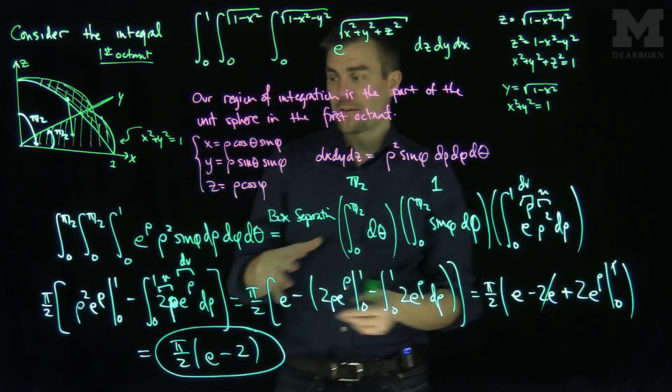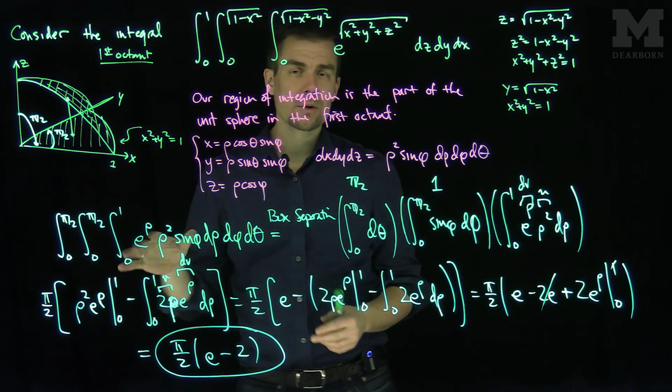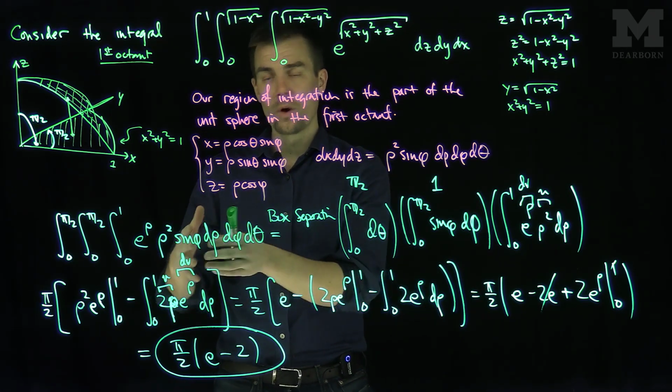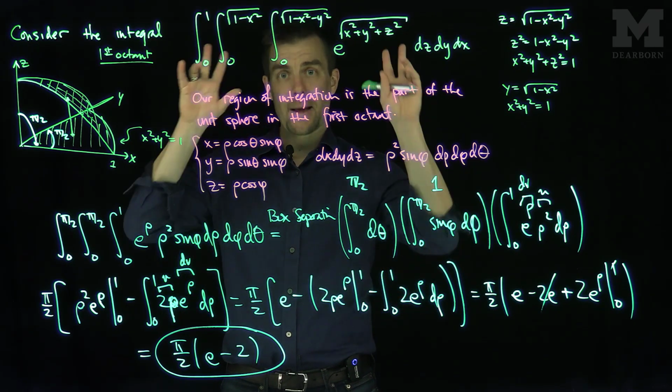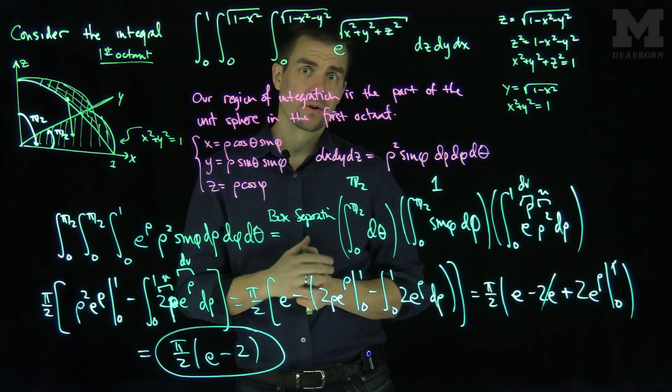Then the only thing that happens is, even for a complex function like this, I only have one integration by parts to do, because there's only one function of phi and no functions of theta. So box separation applies since I'm in a box or a rectangle in spherical coordinates.